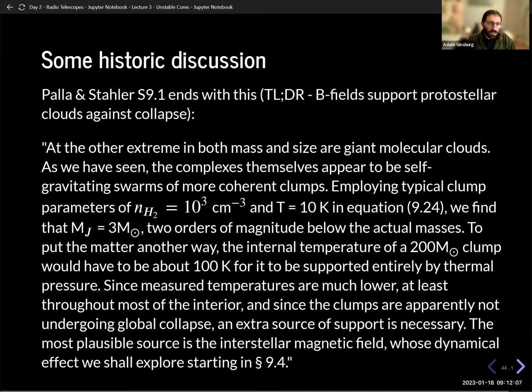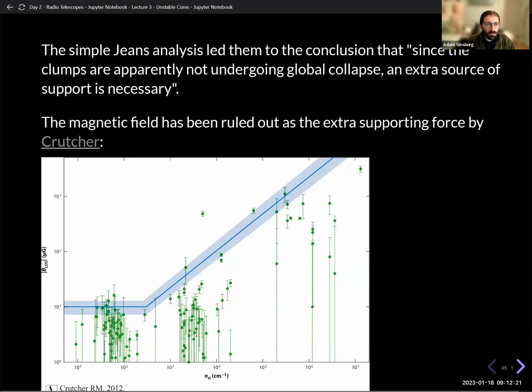There's some historic discussion if you read the Stahler and Palla book, and I'm just going to give you the TLDR. You can read this yourself, but magnetic fields do support protostellar clouds against collapse. And if we follow the Jeans analysis, you would conclude that not all clumps that we observe are undergoing gravitational global collapse, that there's some extra source of support.